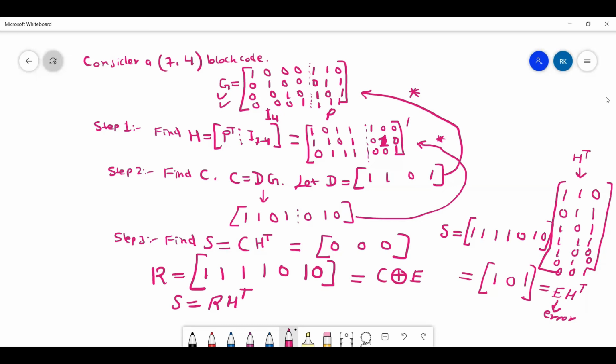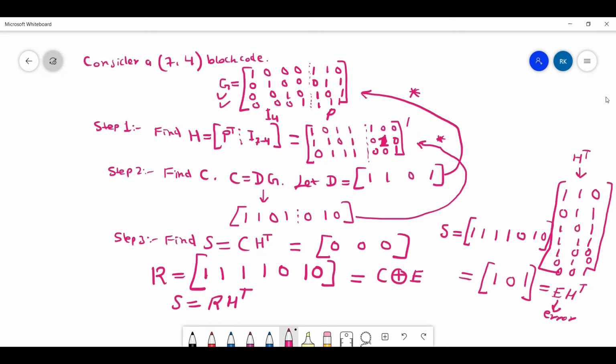When the syndrome vector S is 0, it is concluded that no error has occurred. So this S has to be non-zero. First of all, in this example, it has come out to be 1 0 1. So the syndrome vector has to be 0 to conclude that no error has occurred.